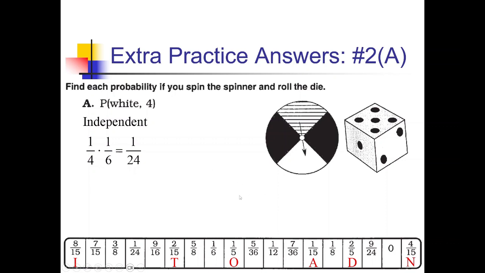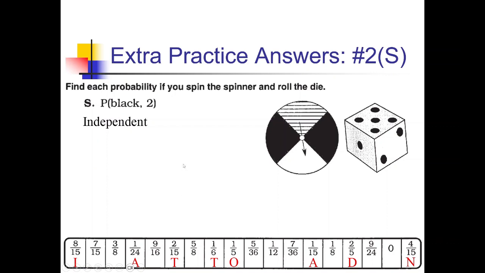And 1/24 is right over here, so that's an A right there. For problem 2t, we want white and less than 5. Probability of white is still 1 out of 4, no change there. Less than 5, there are 4 numbers, 1, 2, 3, and 4, that are less than 5 on the die. So that's a 4 out of 6 chance of that happening. This multiplies out to 4 over 24, which I can reduce by 4s to get 1 over 6. So that's going to be a t right there for 1 over 6.